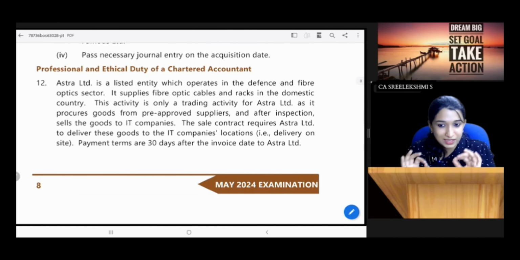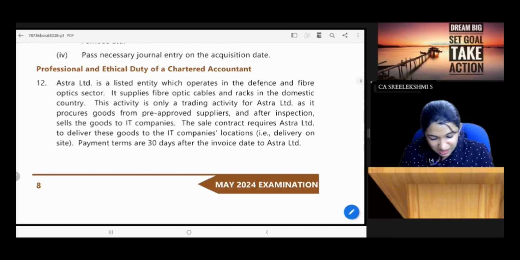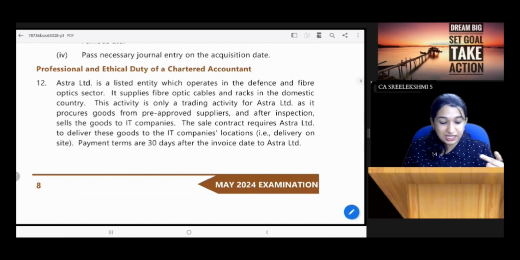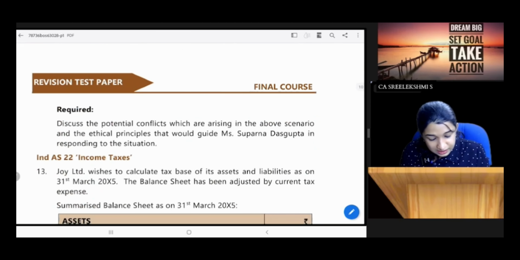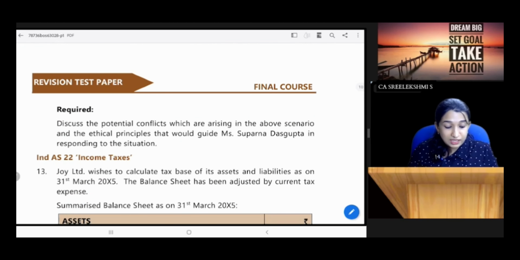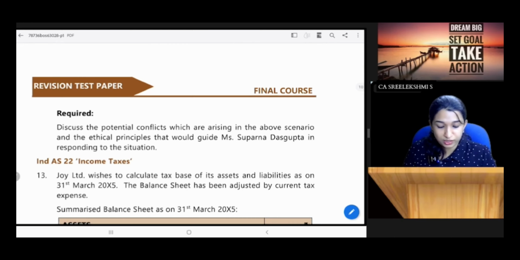So let's read this question number 12. Astra Limited is a listed entity which operates in the defense and fiber optic sector. So we are focusing on this, but actually this is too irrelevant. But let's read. It supplies fiber optic cables and racks in the domestic country. As I always say, start from the requirement. Discuss the potential conflicts which are arising in the above scenario and the ethical principles that would guide Ms. Suparna Dasgupta in responding to the situation.